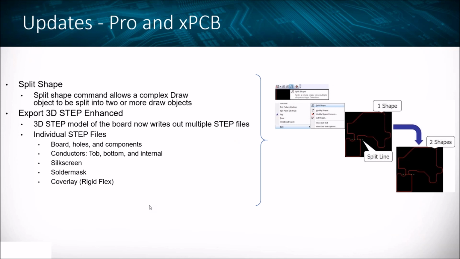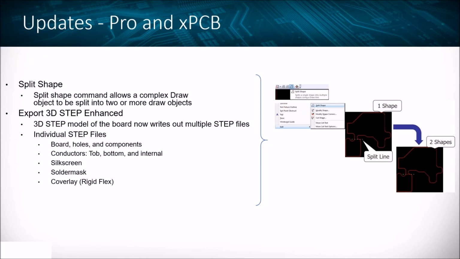Just some general drafting enhancements that have been made to PADS Professional and Xpedition. One is the split shape command. Again, on the right-hand side, we can see a picture of what this will do. I have a complex polygon for one of my planes, and if I want to split it into 2 different shapes or 3 different shapes, all I have to do is draw a few lines, select that plane shape, and then do a split shape command.